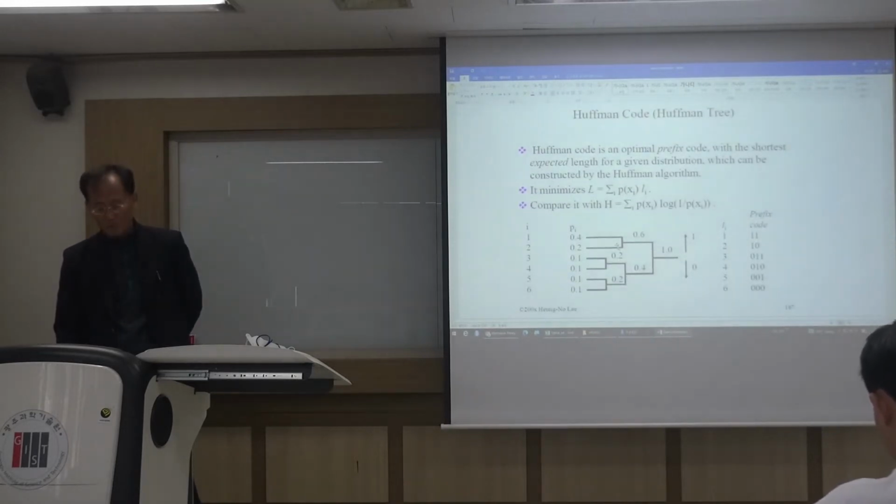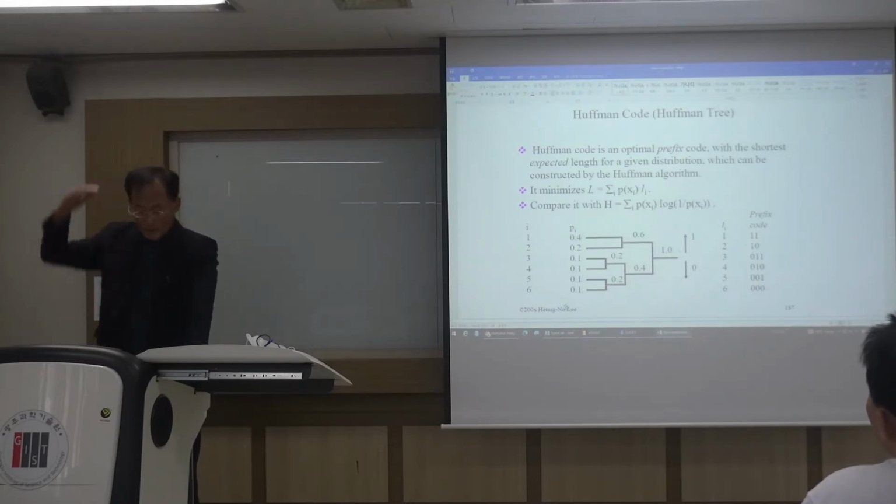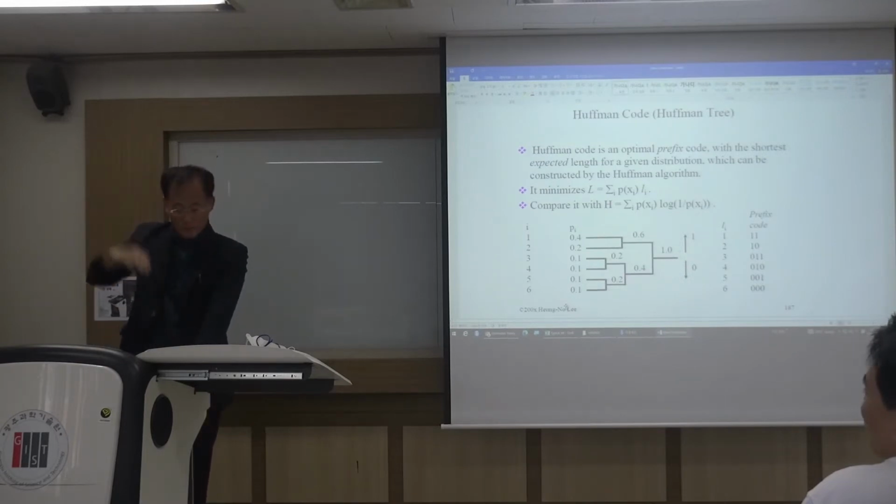Huffman code is very simple, right? Basically, Huffman code is an optimal prefix code. Optimal here in the sense that expected length is minimal, okay? With the shortest expected length for a given distribution, which can be constructed by the Huffman algorithm. Huffman algorithm says this, right? If you are given the distribution, once you get the distribution, you order them like this. Largest probability to the smallest.